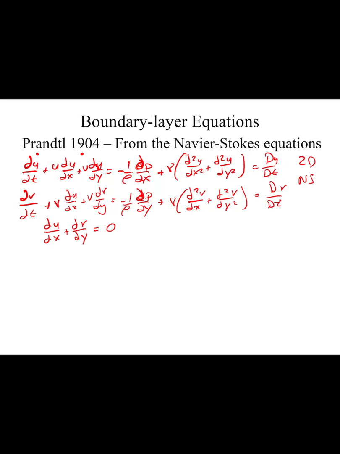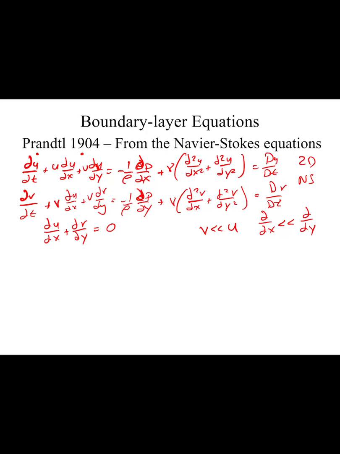What Prandtl did in his development of these boundary layer equations is he made some important simplifications that we talked about in last class. Remember, we said that the vertical velocity v is much smaller than the horizontal velocity u, and also that the gradients in the x direction are much smaller than the gradients in the y direction.